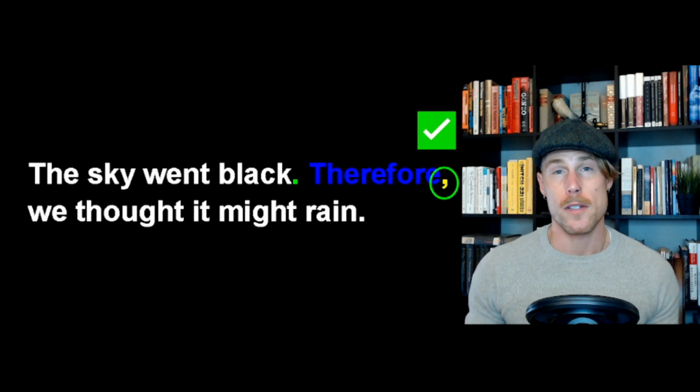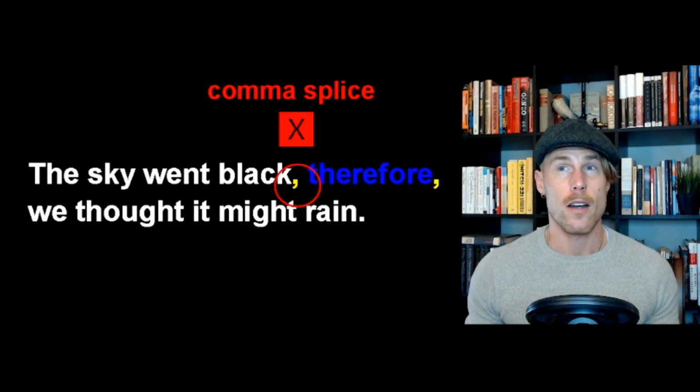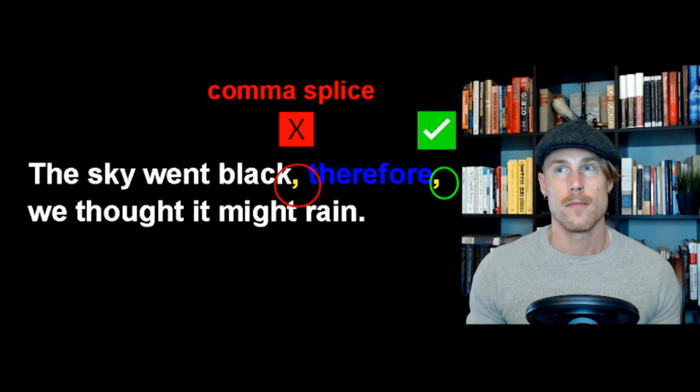I can also say, the sky went black, period. Therefore, comma, we thought it might rain. And here, if I use a comma before the introductory adverb, it's a comma splice. But after the introductory adverb, it's correct.